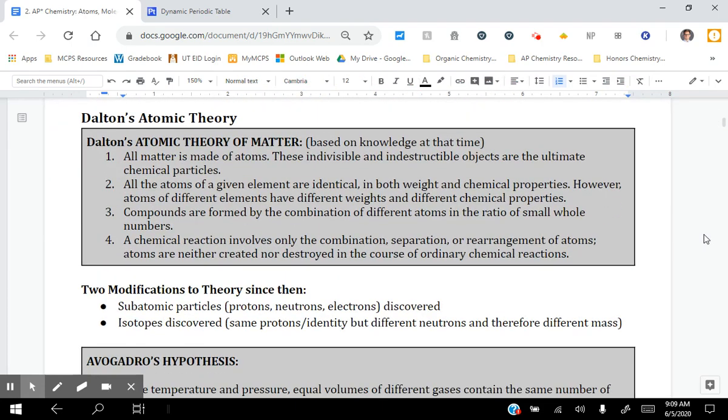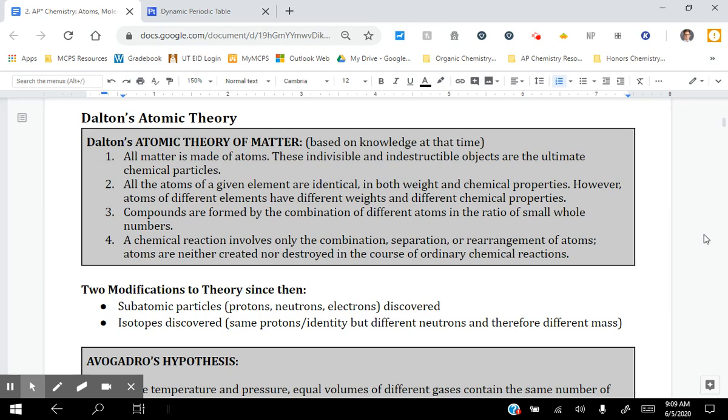When looking at Dalton's atomic theory of matter, there were 4 main postulates, and there have been some modifications since then. So the first postulate, all matter is made of atoms. These are indivisible and indestructible objects, and they are the ultimate chemical particles. Obviously, we know now that there are subatomic particles, such as protons, neutrons, and electrons. So atoms are still not the smallest part, but they're the smallest workable part that retain their characteristics.